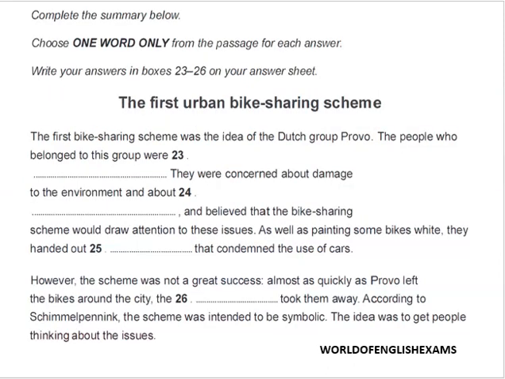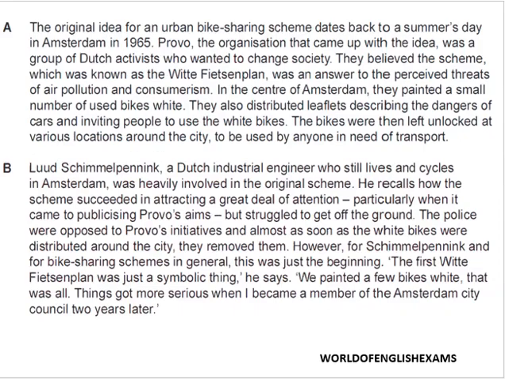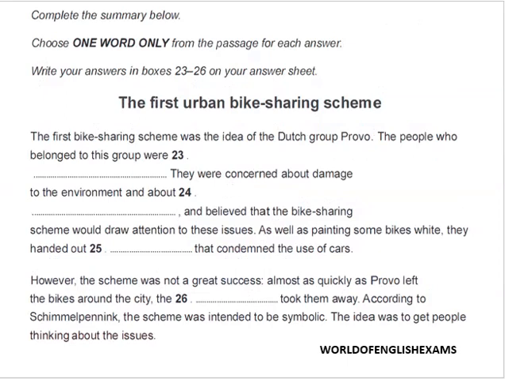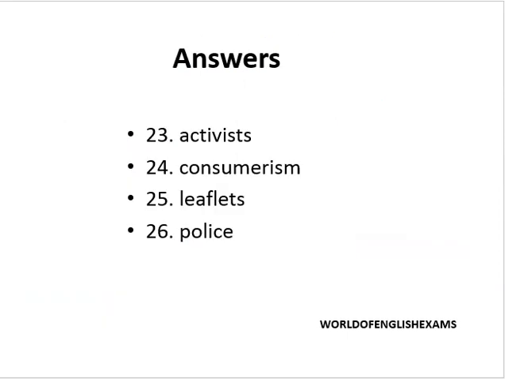And now we are going to read about somebody who took them away. The police were opposed to Provo's initiatives, and almost as soon as the white bikes were distributed, they removed them. So who removed the bikes? Police. So the answer for the 26th question is police. So this is how you answer summary completion. It is just like any other form of fill in the blanks, but what is important is to learn how to identify the synonyms, because they are the ones which are going to guide us to the right answer. Now these are the answers for it: activists, consumerism, leaflets and police.